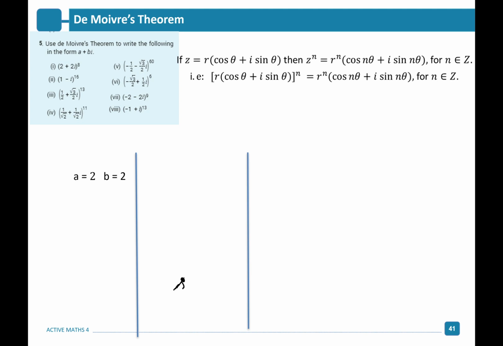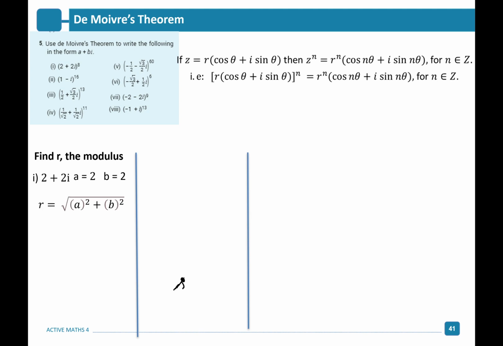We have the complex number (2 plus 2i) to the power of 8. The first thing we need to do is write our rectangular form complex number in polar form, i.e. write 2 plus 2i in polar form.